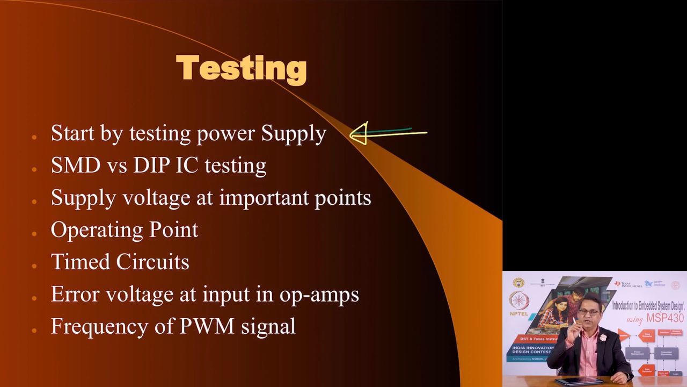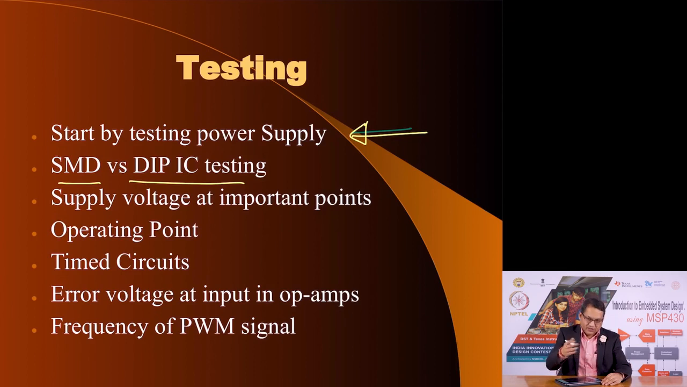These test points can be jumper wires, or they could be pins that you solder, and the purpose is so that you can probe them. This is very important. You should also consider how you are going to look at SMD versus DIP IC testing. If you are using a DIP IC, you can remove it, but if it is an SMD IC that you are going to be using in the circuit board, you cannot do without soldering it. So that is a compromise that you will have to make.